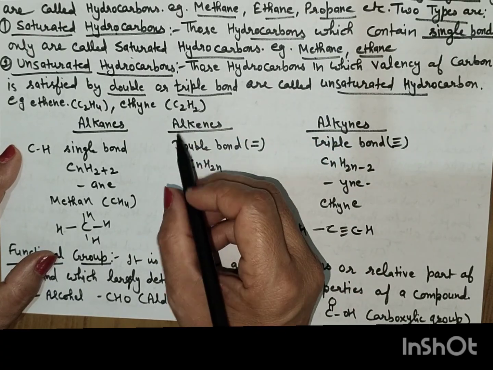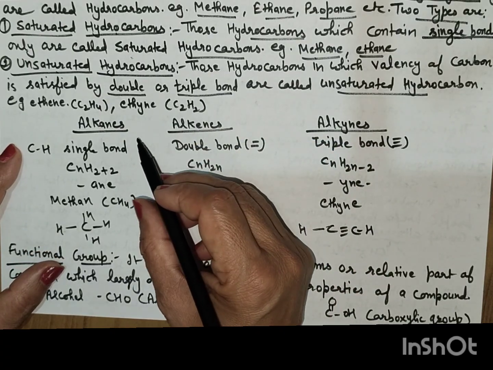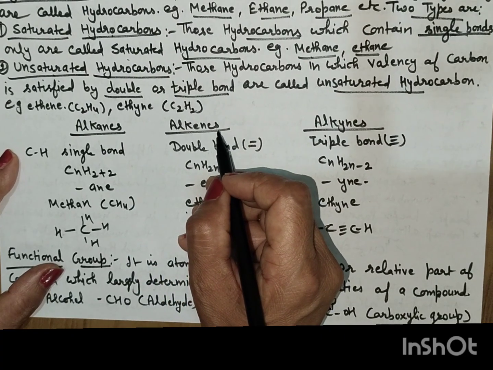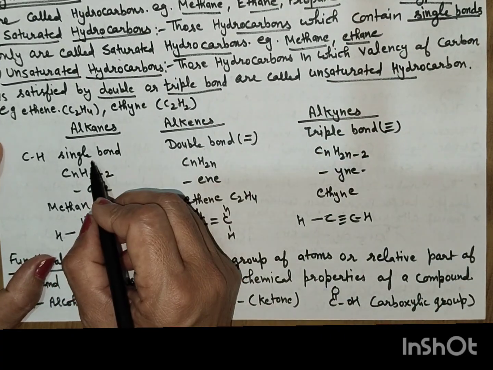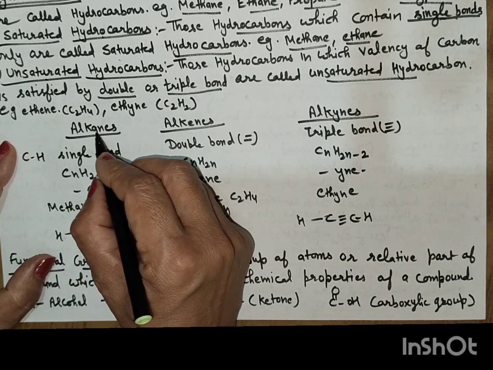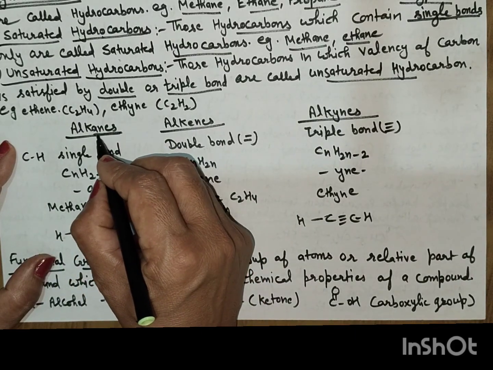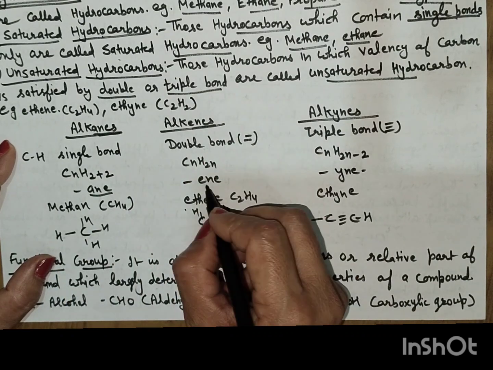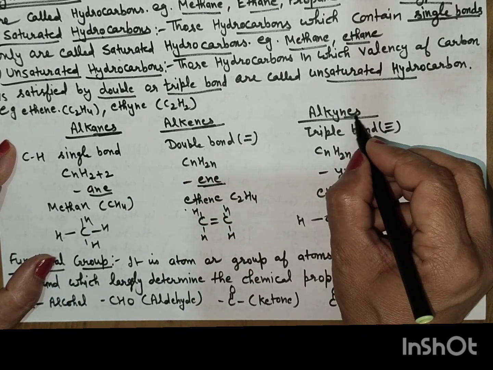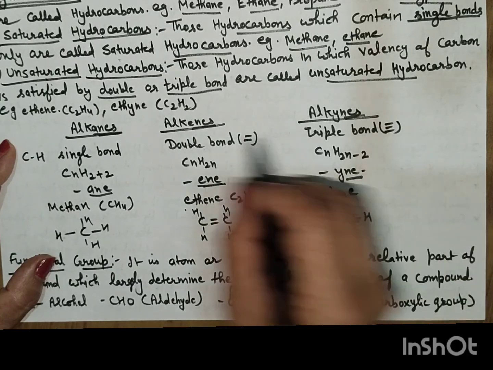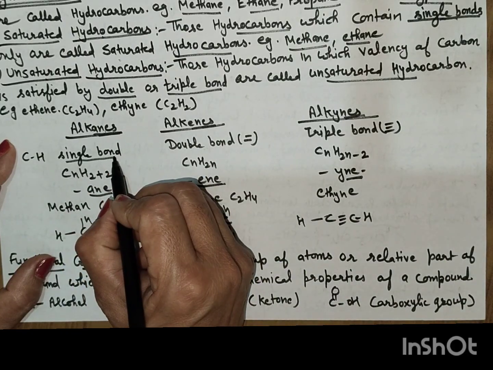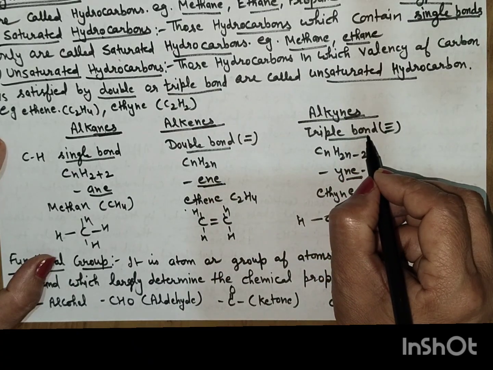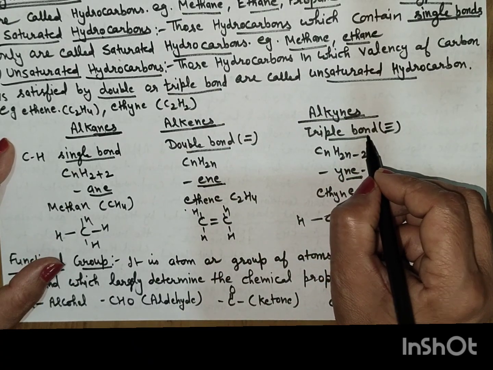Now these hydrocarbons are divided into three types according to the bonding: alkanes, alkenes, and alkynes. Alkanes, as the name shows, have the suffix ane. Alkenes have the suffix ene. Alkynes have the suffix yne. They show the single bond, the double bond, and the triple bond respectively between carbon atoms.